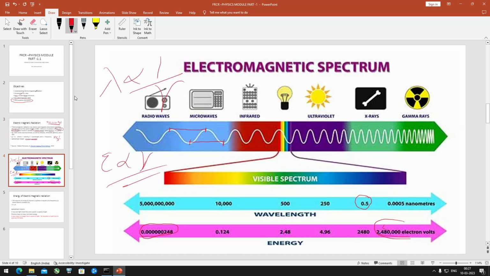As you can see here, wavelength keeps on decreasing from radio waves to gamma rays. If you take visible light here, visible light will have less wavelength compared to radio waves, but more wavelength compared to X-rays. So that is the importance here. Visible light will have the same velocity as X-rays, but visible light will have different wavelength and different frequency compared to X-rays. So that is another point. Please note that down. Going to the next slide.